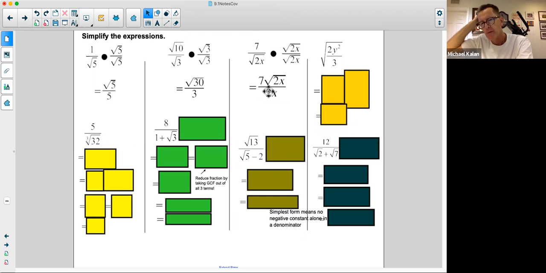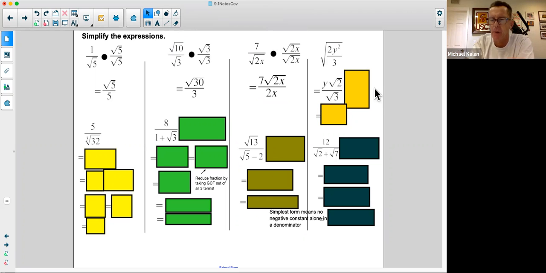Okay, what about this next problem? Anything we can do to simplify first? Anything we can take the square root of? Yeah, y squared, right? We can do that. So take the square root of y squared, which is y, and we still have root 2, and then I split it and put it over root 3.